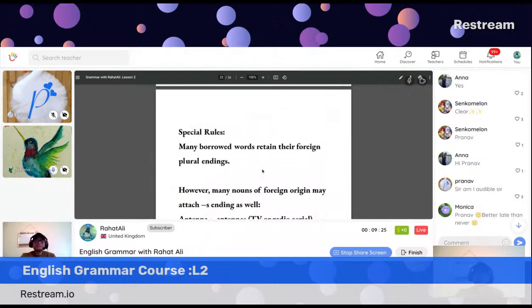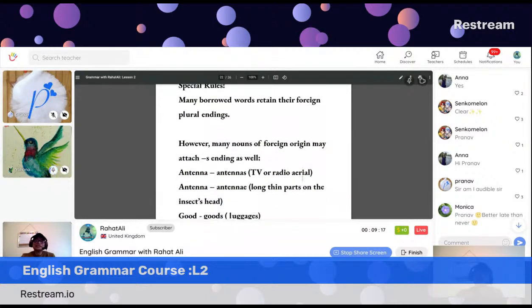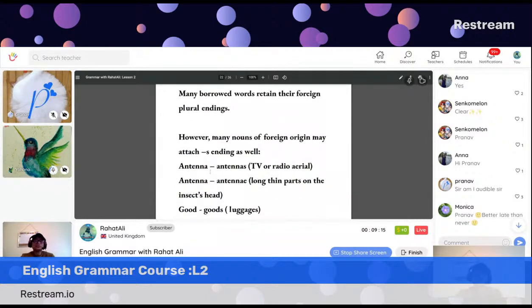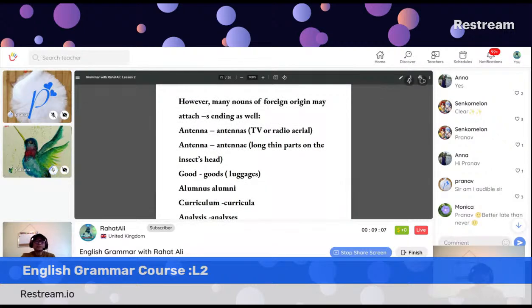Okay, special rules. Many borrowed words, that means foreign words, have foreign plural endings. However, many nouns of foreign origin attach s, like antenna, antennas. Remember, we used antenna earlier. Good, goods. Alumnus, alumni. Curriculum, curricula.